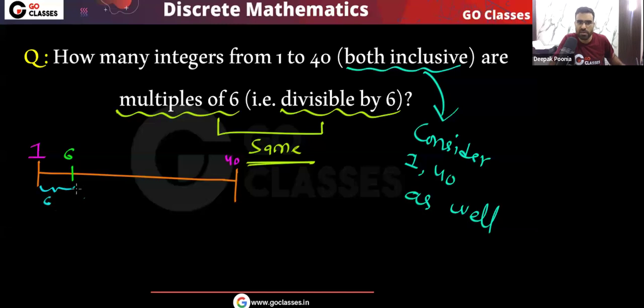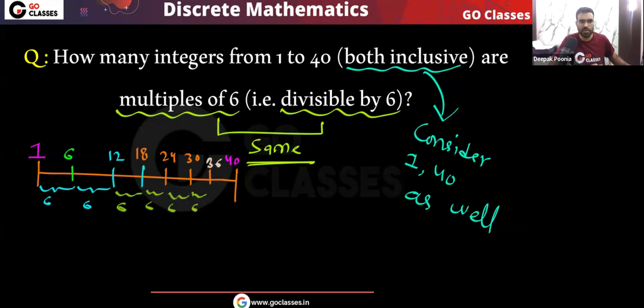There is a gap of 6. Now what you will do, you will jump by 6, the next number you will get is 12, then again you will jump by 6, the next number you will get is 18, then next you will get 24, then next you will get 30, then next you will get 36. So you can see that basically you will jump by 6.